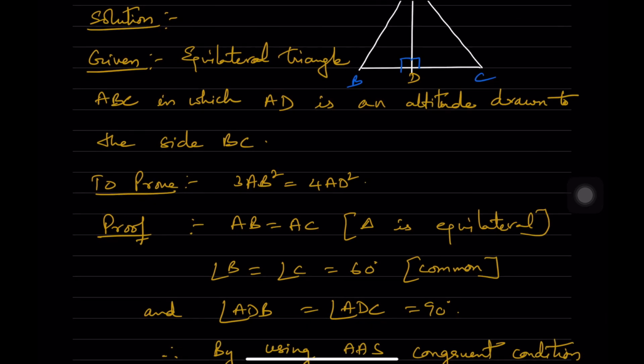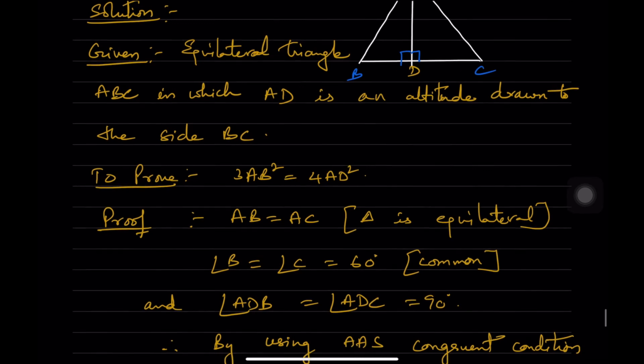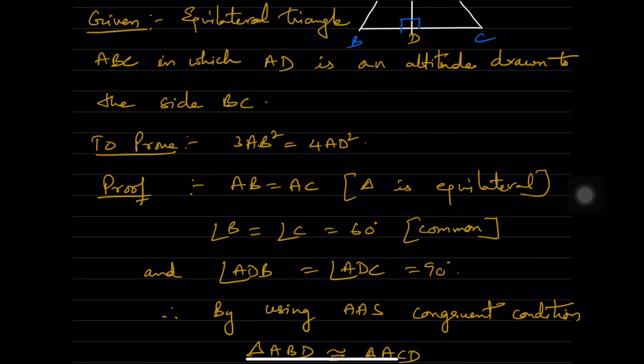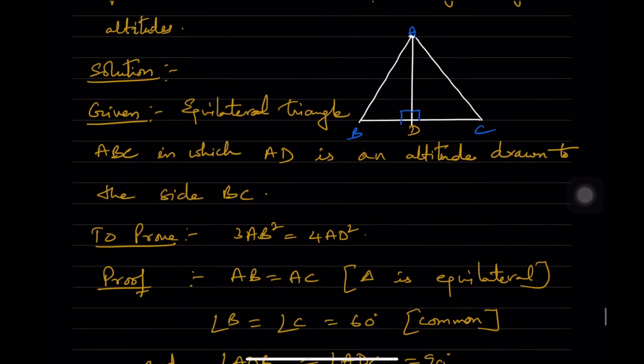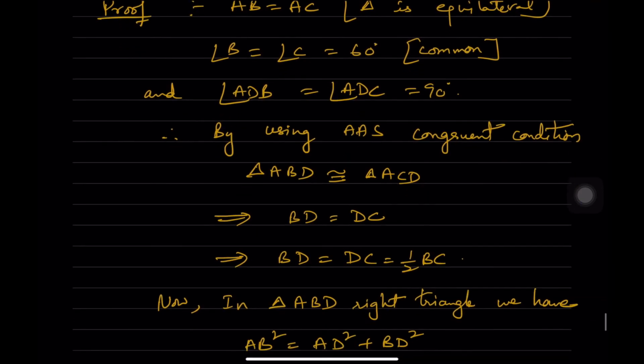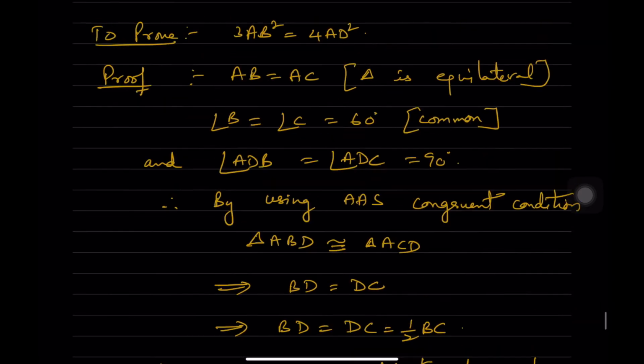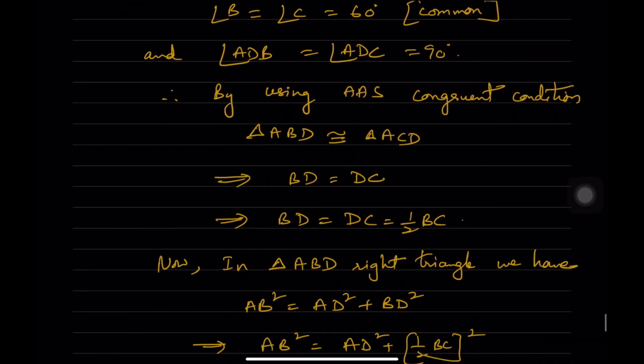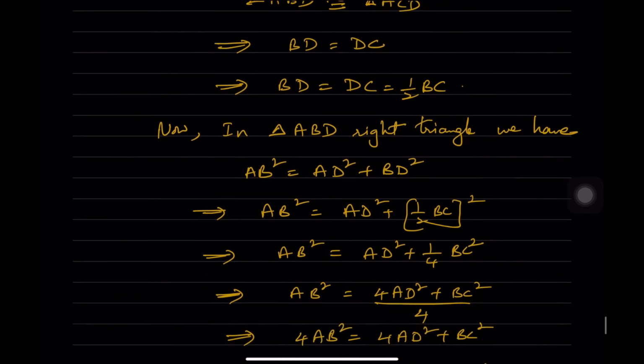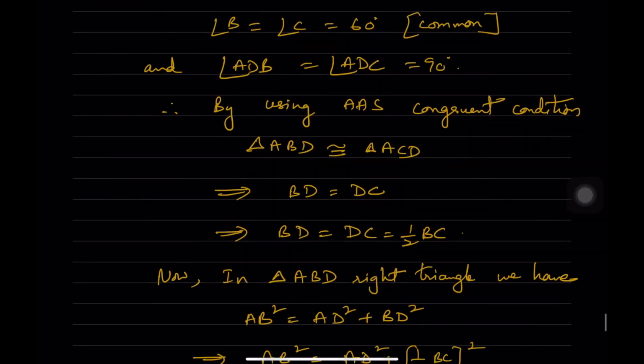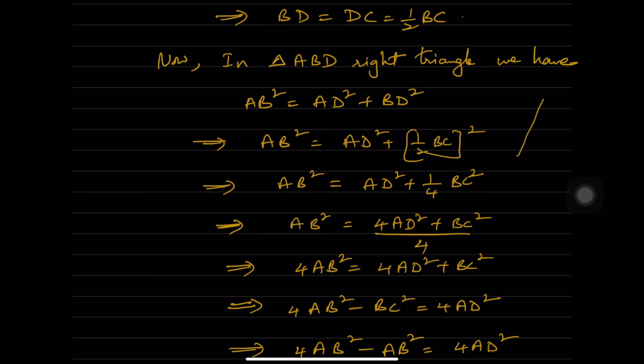The triangle is equilateral. When AB is equal to AC, we have angle B is equal to angle C, which is equal to 60 degrees, and angle ADB is equal to ADC, which is equal to 90 degrees. So by using the RHS congruence condition, triangle ABD is congruent to triangle ACD. So BD is equal to DC, which is equal to half of BC. You can draw the figure here once again so that you can have a clear picture of it.